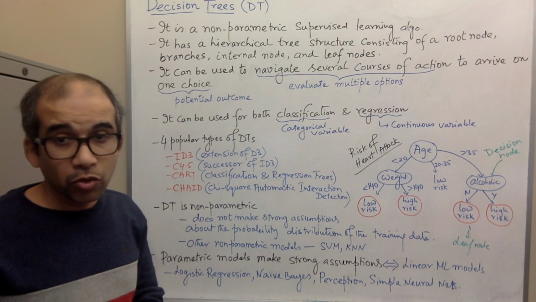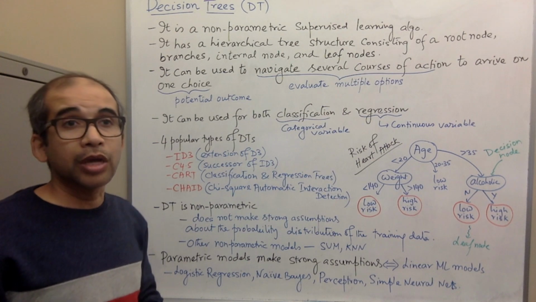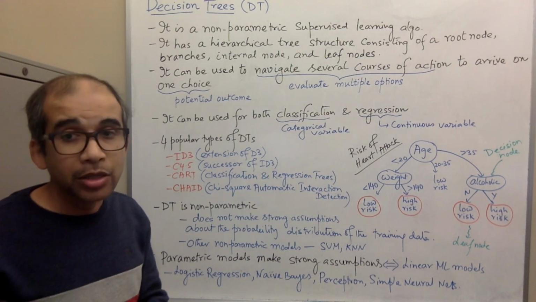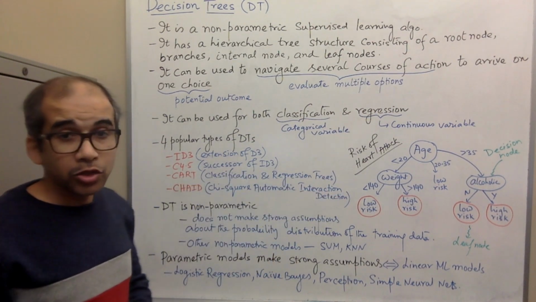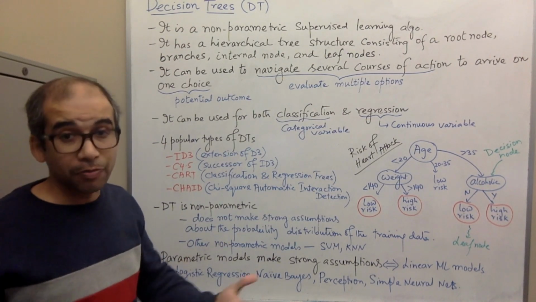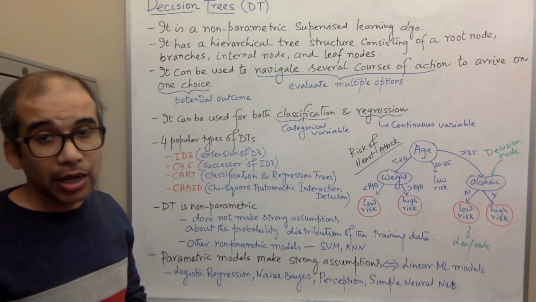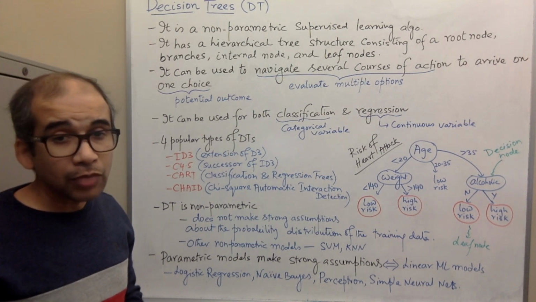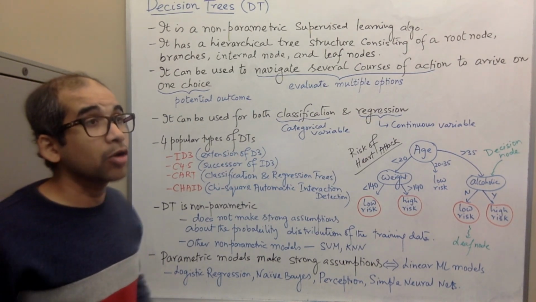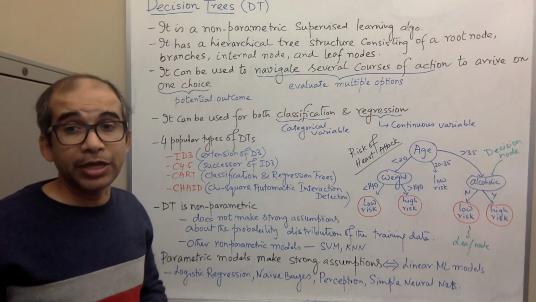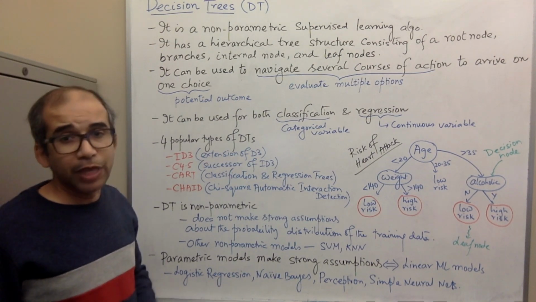We do not have any prior assumption about the data set, such as that it will be in a linear form. That's why it's called non-parametric, and it's a hierarchical tree structure. It is non-parametric because it does not make any strong assumption about the probability distribution of the training data. Parametric models, which are mostly linear models, always assume that the incoming or training data follows some linear pattern, like logistic regression, naive Bayes.